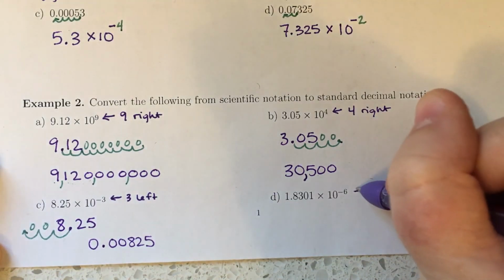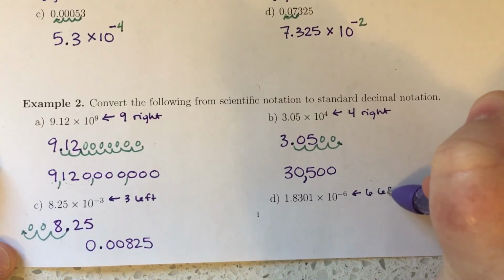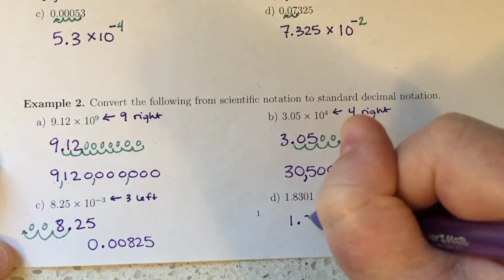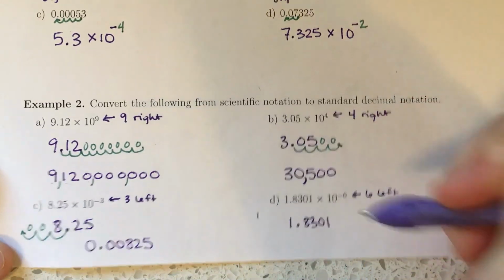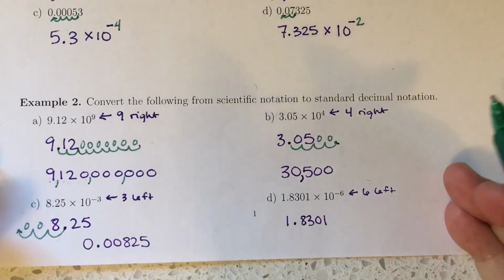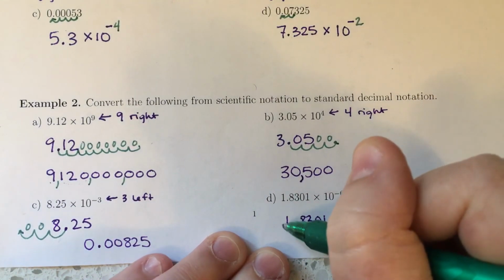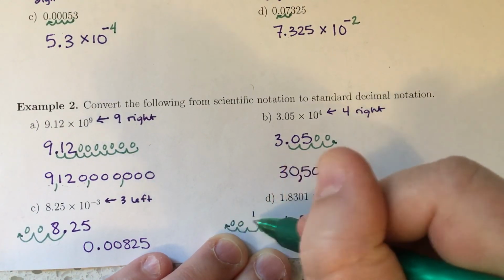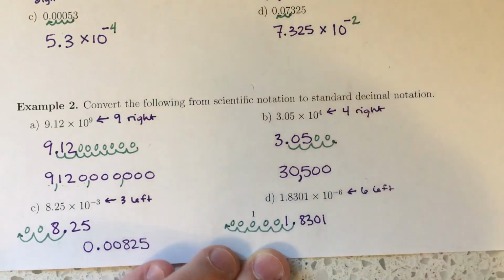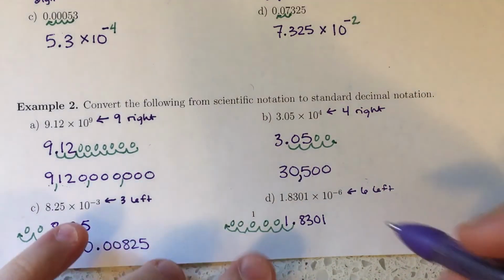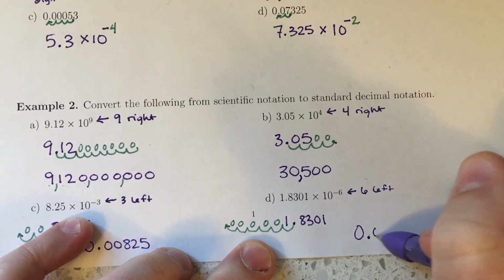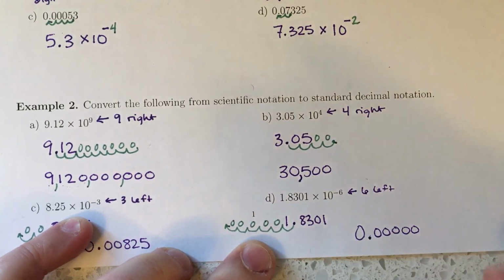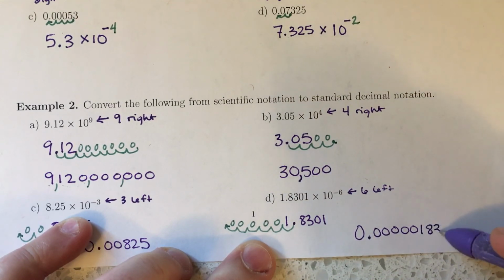Let's move the decimal 6 to the left. So I'm starting with 1.8301. And we're going to take this decimal point and move it back 1, 2, 3, 4, 5, 6, and fill in with zeros. Or you can view it as 0 point, and then there'd be 5 zeros, 18301.